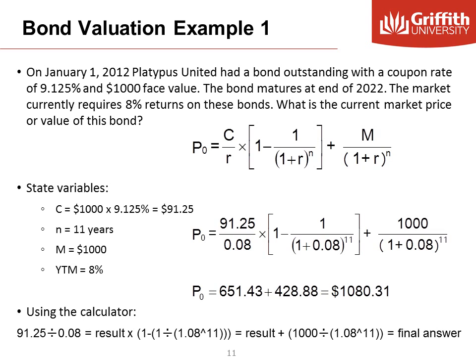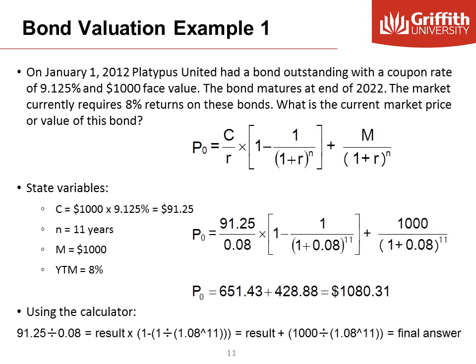On January the 1st, this company had a bond outstanding with a coupon rate of 9.125% and $1,000 face value. The bond matures at the end of 2022. The market currently requires 8% returns on these bonds. What is the current market price or the value of this bond?